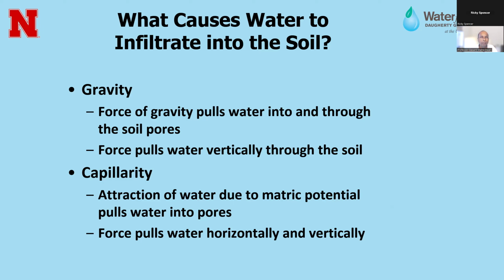And the only force acting on water is gravity. So when soil is fully saturated, the water moves downwards. When soil is unsaturated, water moves downwards due to the gravitational force, as well as sideways into the soil. That is the difference between gravity and capillarity. Gravity makes water move vertically down. Capillarity makes water move sideways and downwards in the soil profile.